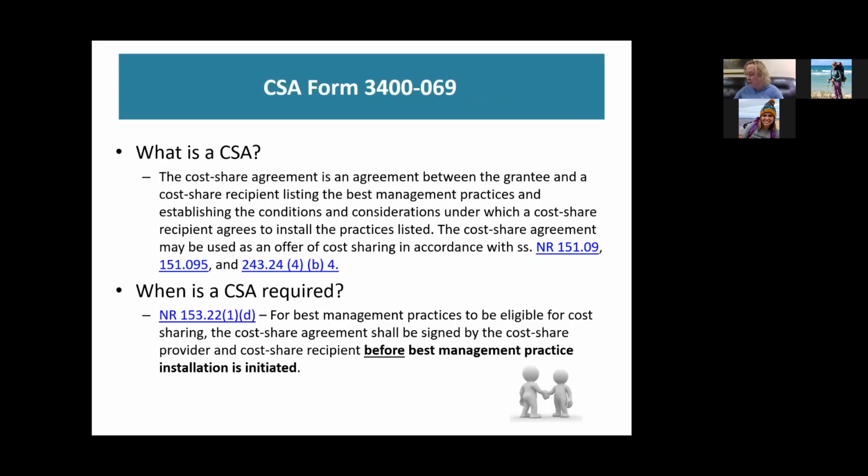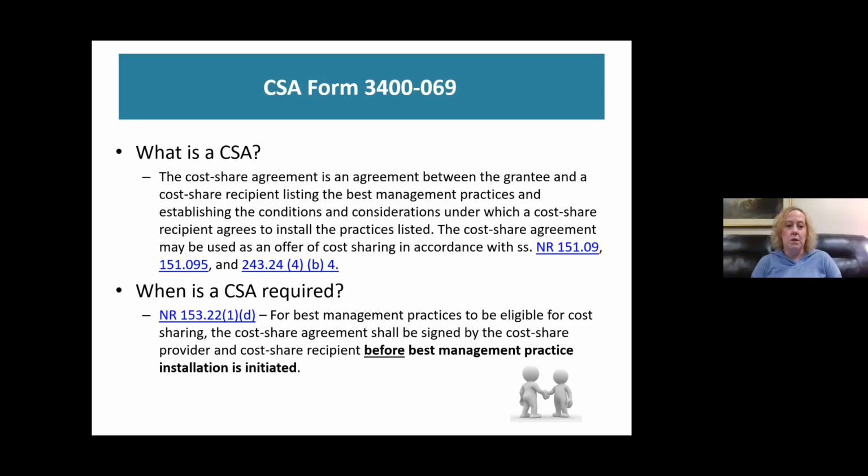So what is a cost share agreement? Ultimately, it's an agreement between you, the grantee, and the cost share recipient, usually a landowner or operator. It lists the best management practices, the BMPs, and establishes conditions and considerations under which the cost share recipient agrees to install those practices. The cost share agreement also may be used as an offer of cost sharing in accordance with the Ag Performance Standards in NR 151, and also notices of discharge or notices of intent under Chapter 243.